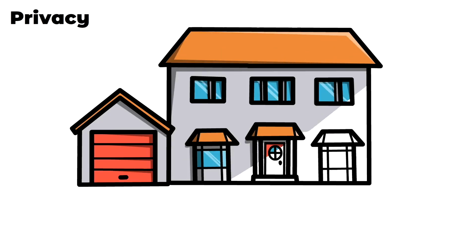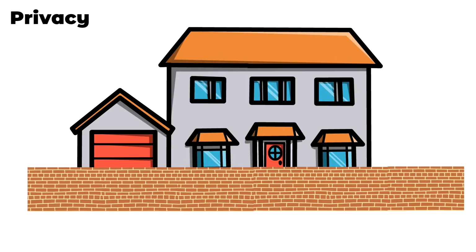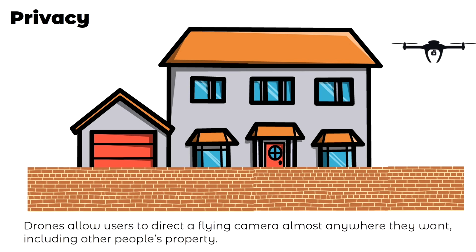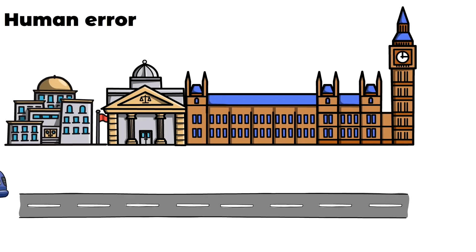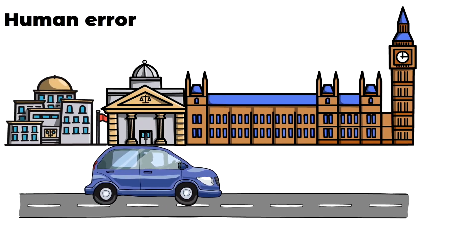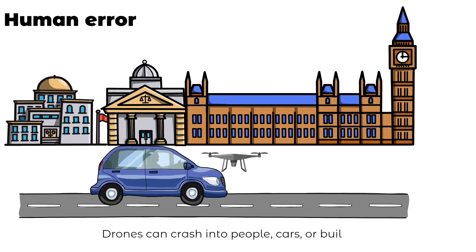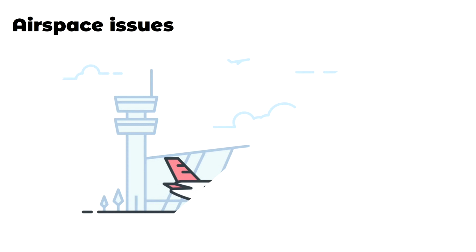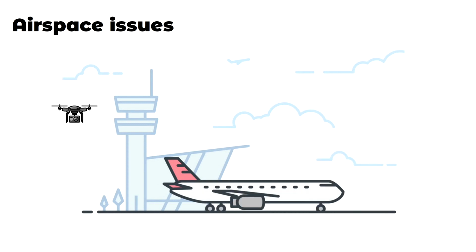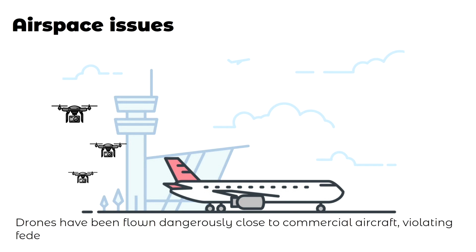Privacy. Government agencies implement restricting laws where drones can fly and operate. Human error. Drone propellers spin very quickly, which can cause significant injuries or damage. Airspace issues. Drone rules are designed to keep you and others safe on the ground and in the air.